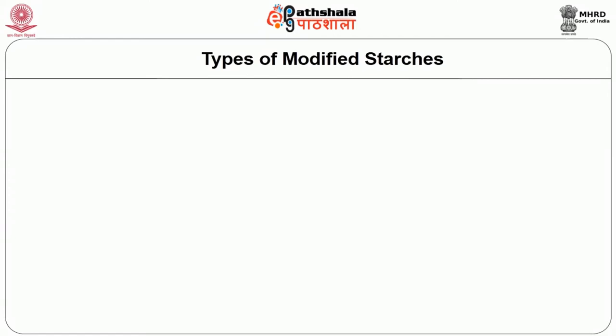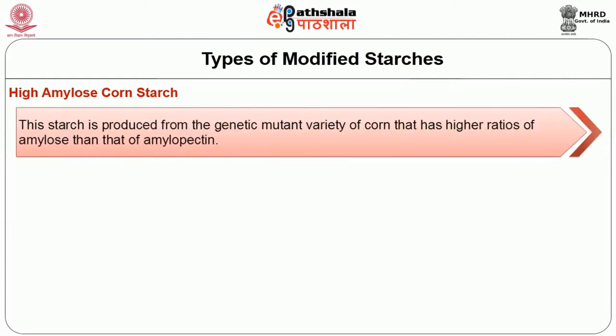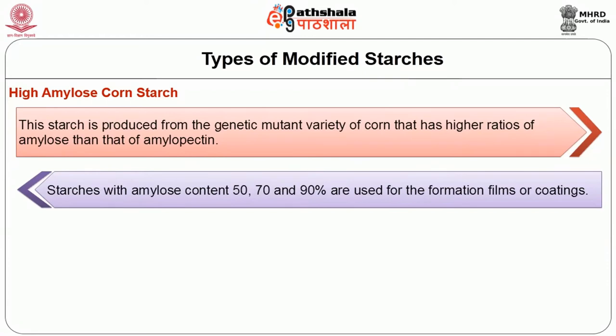Now, let us discuss the next type of modified starch, that is high amylose corn starch. This starch is produced from a genetic mutant variety of corn that has higher ratios of amylose than amylopectin. Starches with amylose content of 50, 70, and 90% are used for the formation of films or coatings.